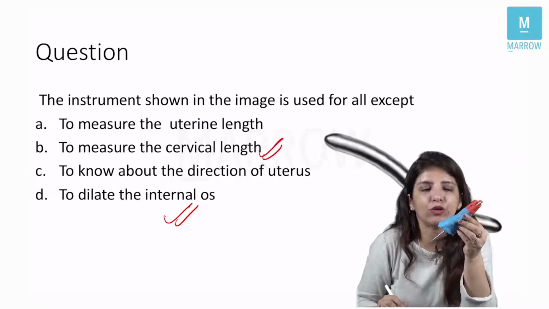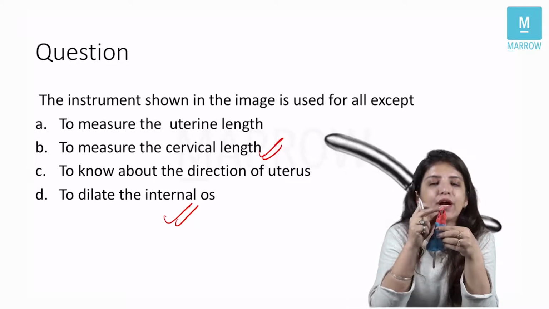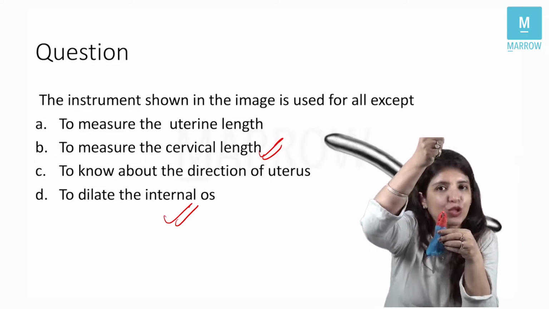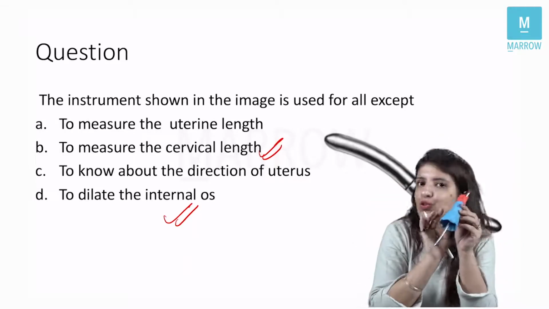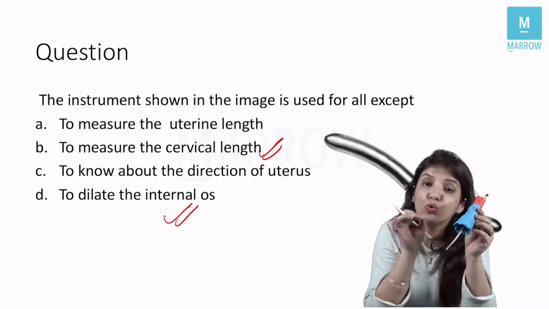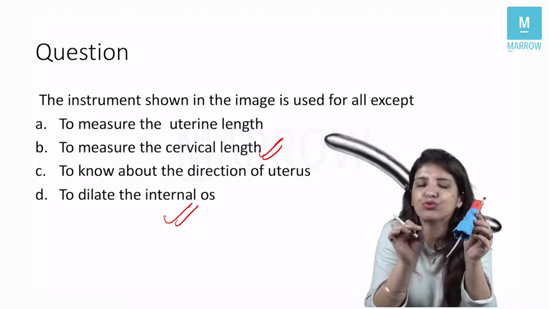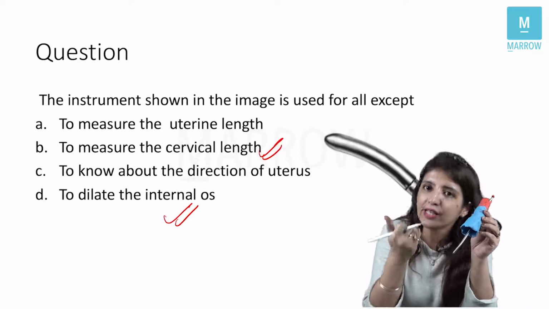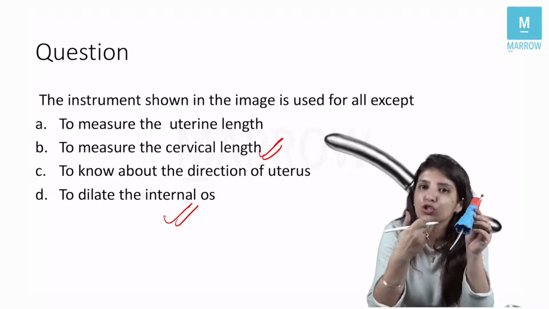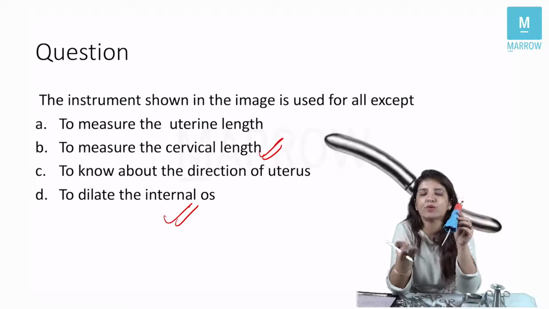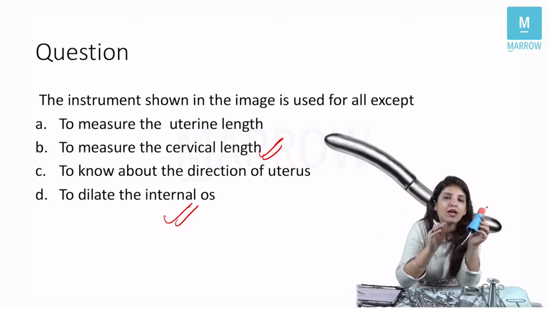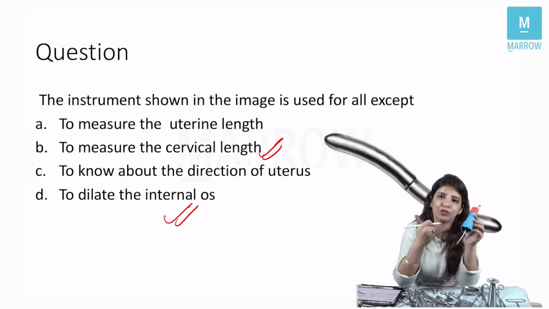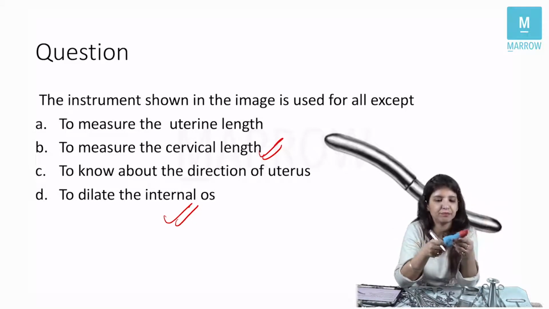Can you know about the length of the uterus? No, because you are taking it only up till the internal os. You are not taking it up till the fundus of the uterus, right? So you do not measure the length of the uterus with this dilator. Length of the uterus you measure with the help of a uterine sound. Yes, it can give you an idea about the position of the uterus, whether the uterus is anteverted or retroverted. But it will not give you any idea about the length of the uterus, right?